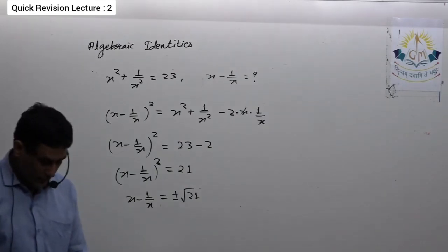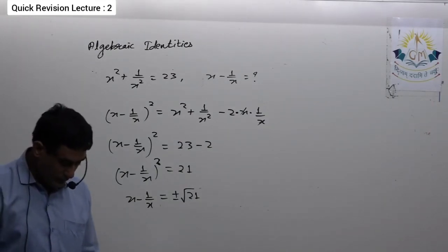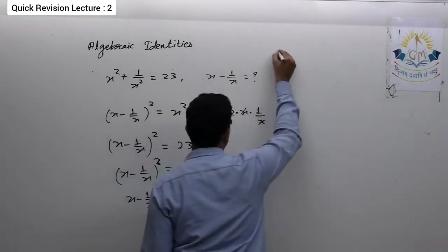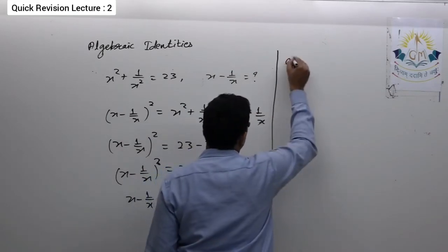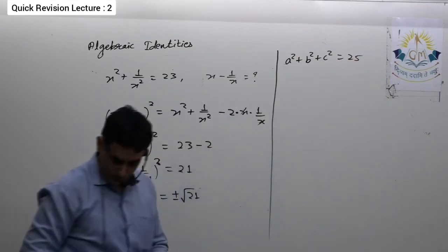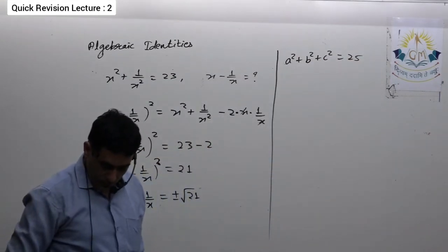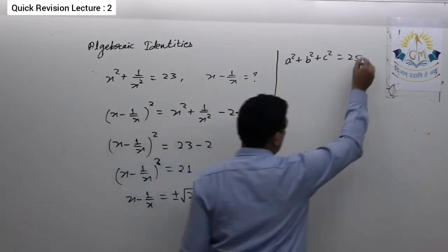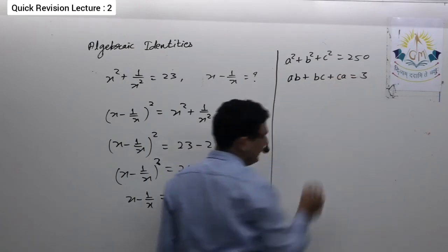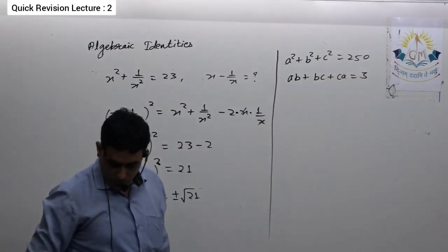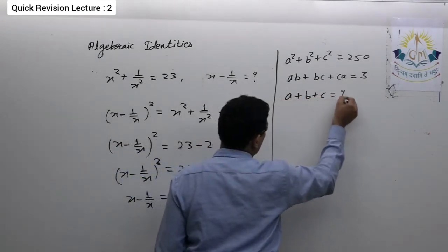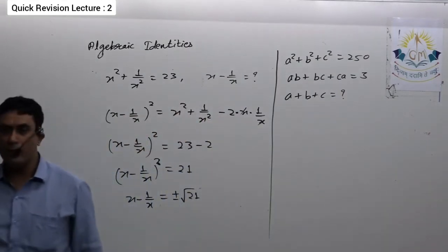Okay, now we'll see the next question. The question is, if a square plus b square plus c square is equal to 25, it is given a square plus b square plus c square is equal to 25, and ab plus bc plus ca is equal to 3. Okay, so you have to find the value of a plus b plus c. So think for a while how you will solve this.